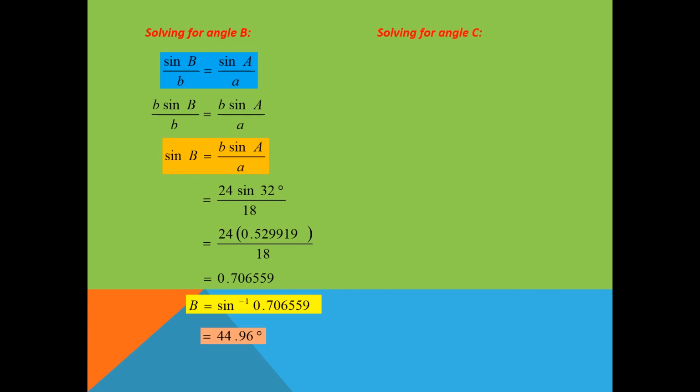Solving for angle C, since we now have the two angles, we can simply use C is equal to 180 minus A minus B, equal to 180 degrees minus 32 degrees minus 44.96 degrees. Angle C is equal to 103.04 degrees.